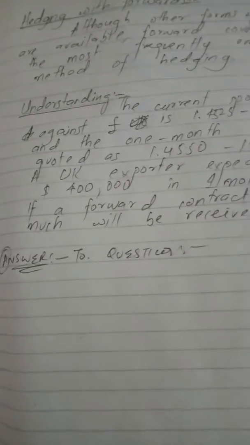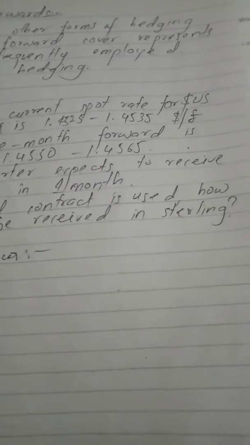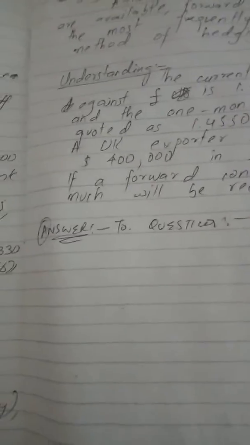The current spot rate for US dollar against sterling is this one, and the 1 month forward is quoted as 1.4550 and 1.4565. A UK exporter expects to receive $400,000 in 1 month. If a forward contract is used, how much will be received in sterling? That is the question, that we need to know.